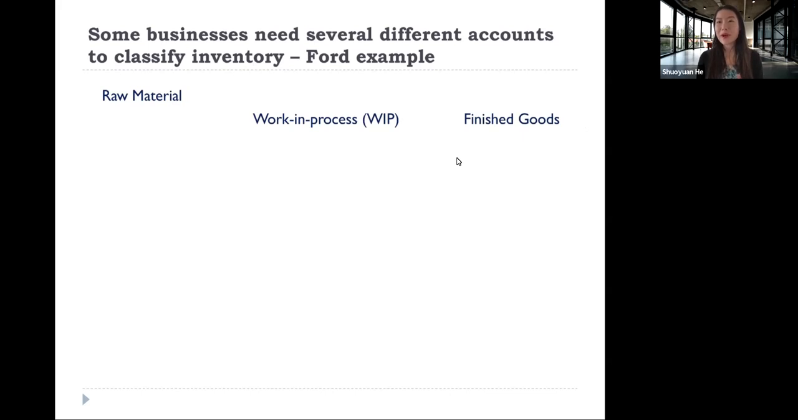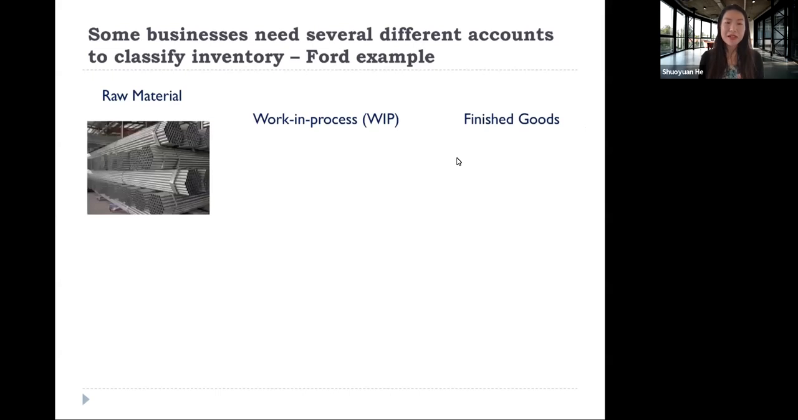So we just talked about the definition of inventory. And to classify inventory, some businesses need several accounts to do that. One example is Ford Motors. Ford Motors will need raw material, working process, and finished goods to classify its inventory. Can you give me an example? What could be Ford's raw material?